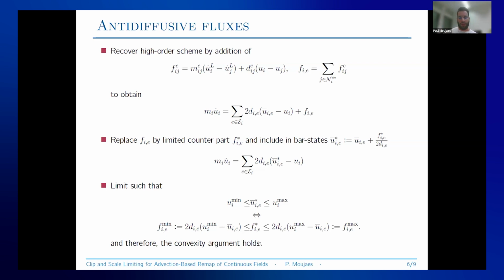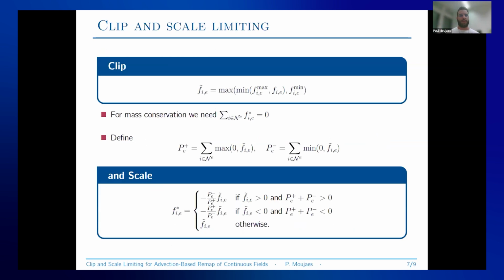So how do we enforce these bounds for our flux? We use the clip and scale limiter, which is quite greedy. The first step, as the name says, we just clip off whatever is too large or too small. So we just greedily clip off the flux. We get these intermediate antidiffusive fluxes. And doing so, we generally are not mass conserving. For mass conservation, we need that the sum over the element contributions is 0.